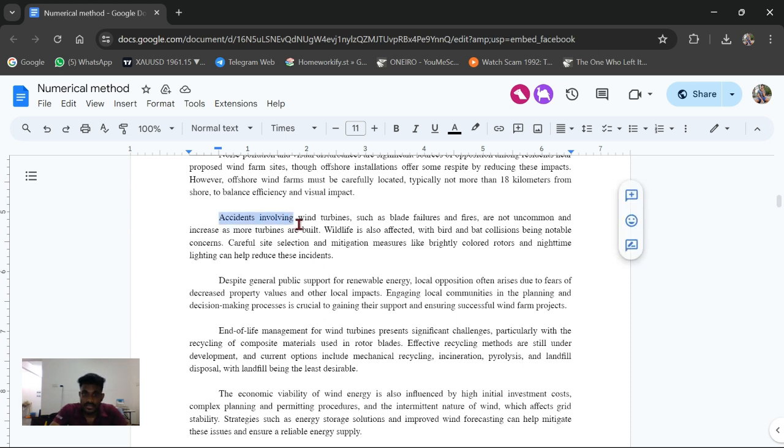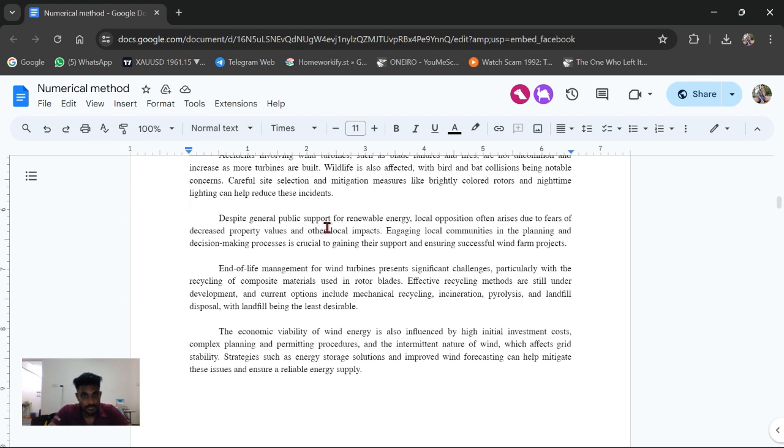Accidents involving wind turbines, such as blade failures and fires, are not uncommon and increase as more turbines are built. Wildlife is also affected, such as birds and bats, which collide with the windmill wings. Careful site selection and mitigation measures like brightly colored rotors and nighttime lighting can help reduce these incidents. So this is a kind of solution for the problem we are facing right now, which is accidents happening because of windmills.